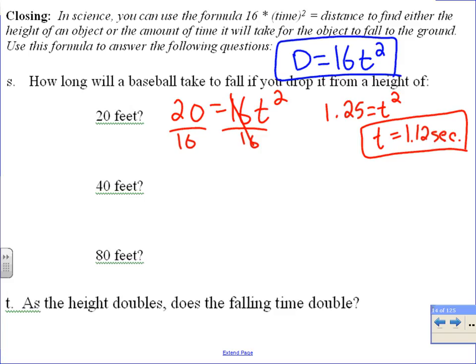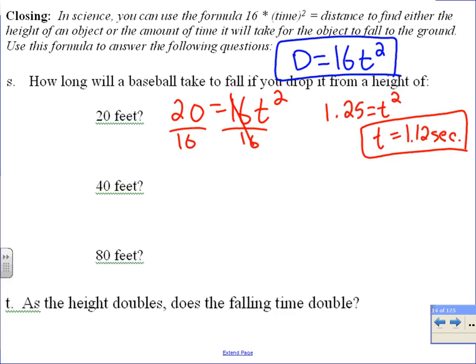Kevin, can we use our negative answer here, or should we just have a positive answer? Yeah, just positive. Even though the ball is decreasing, you can't say the baseball dropped in negative 1.12 seconds. Just like saying, I ran for negative 1 hour today. So you need to make sure you're keeping time positive.